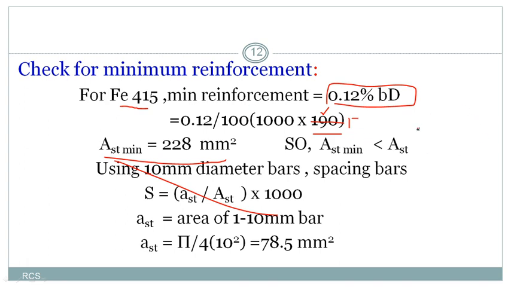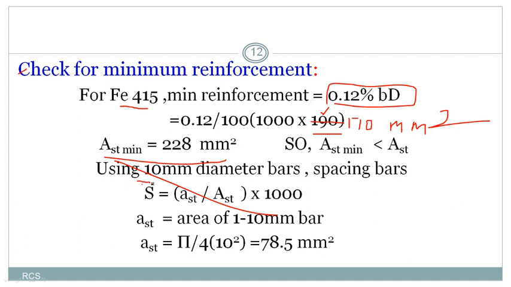Calculate accordingly what is that area. So our Ast minimum is very much lesser than our Ast provided, hence we are safe against the minimum reinforcement provided. And now we go for what spacing to be provided.